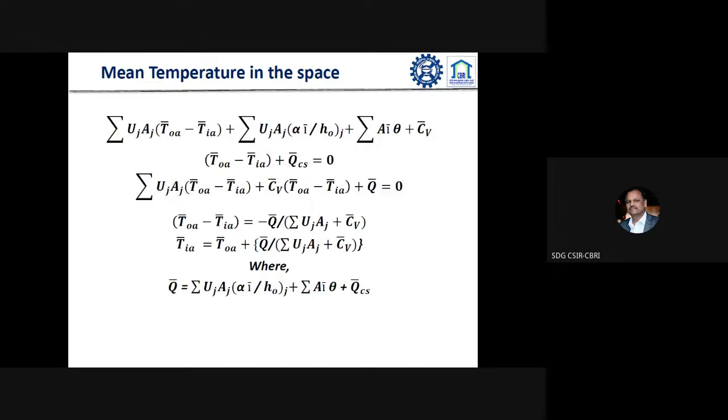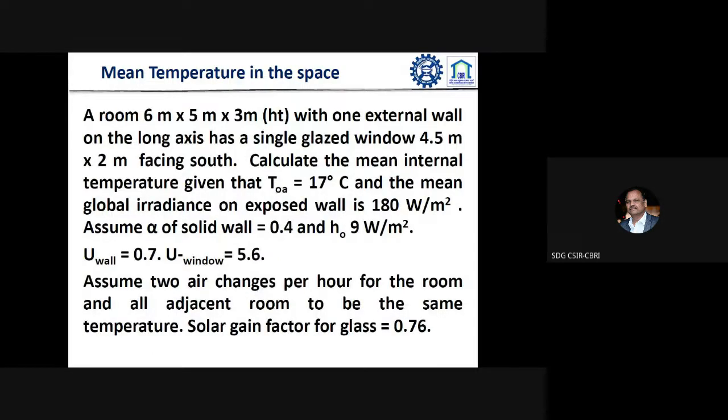We can take an example where a room is of size 6x5x3, with a glazed window size of 4.5 by 2 meters facing south, and the mean internal temperature needs to be calculated, provided the outside temperature is 17 degrees centigrade, with global irradiation exposed on the south side wall of 180 watts per meter square, with alpha as a function, and ho as the surface heat transfer coefficient. With the U values we can find out that internal temperature.